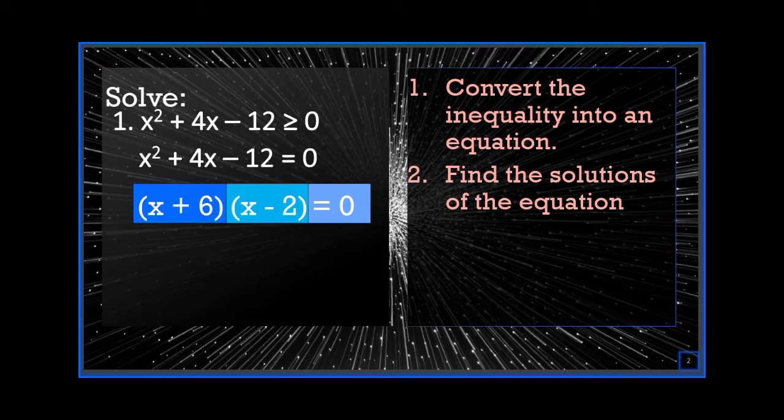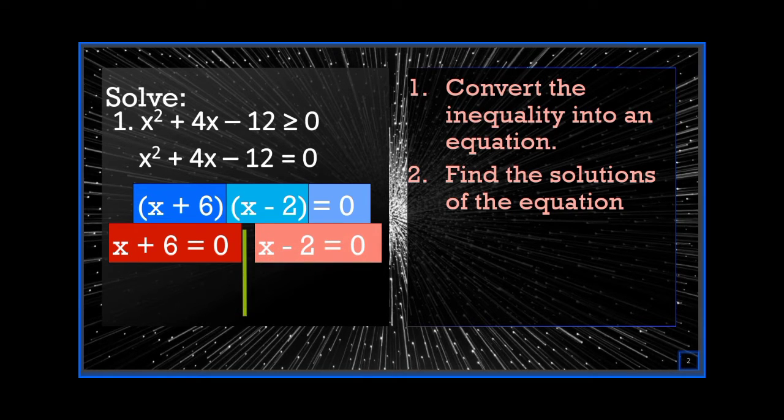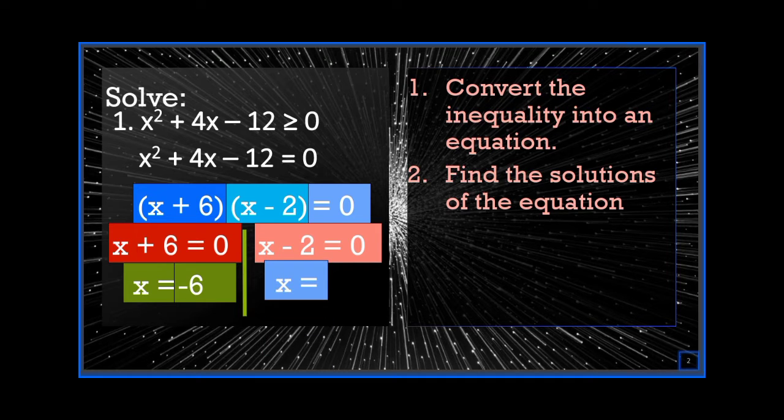Then, after factoring, equate each factor to 0. So, we have now x plus 6 equal to 0. And the second one is x minus 2 equal to 0. Then, solve for x. So, ilipat natin positive 6 sa right side. It will become negative 6. And sa second, x is equal to positive 2. So, the solutions or the roots of the equation now are negative 6 and positive 2.